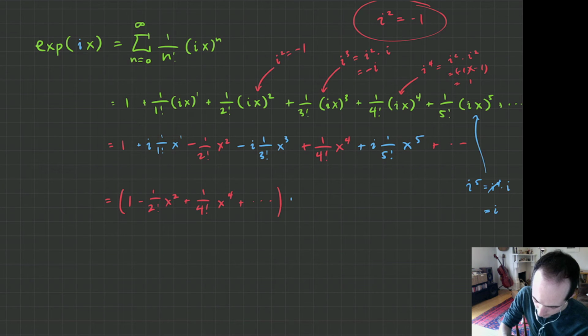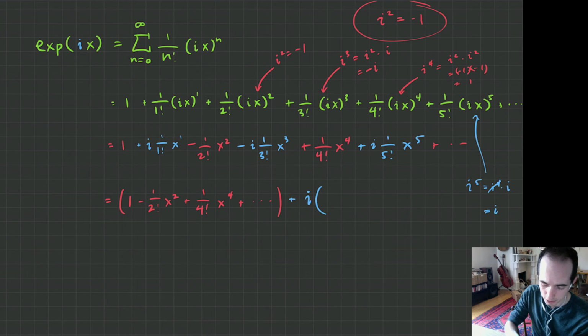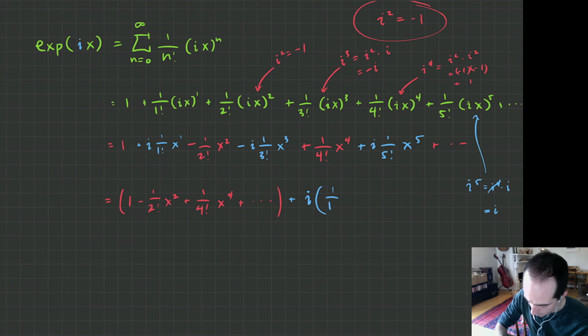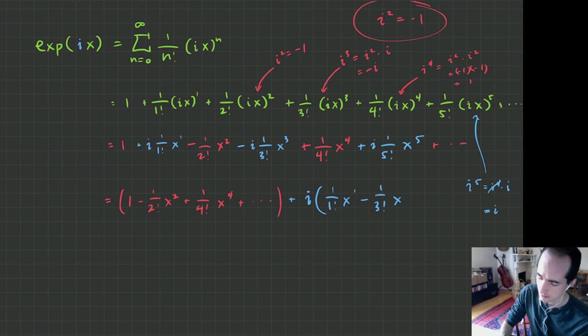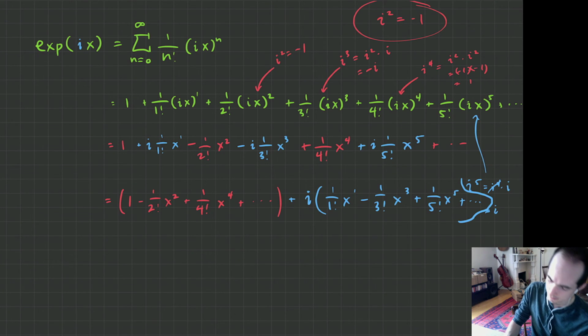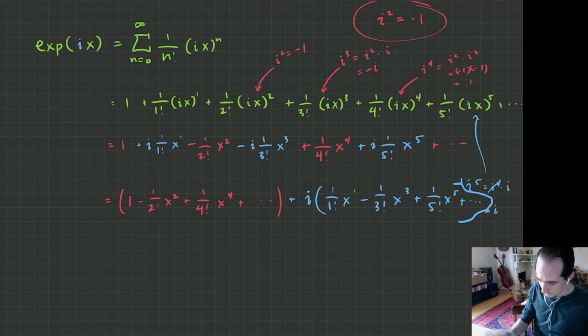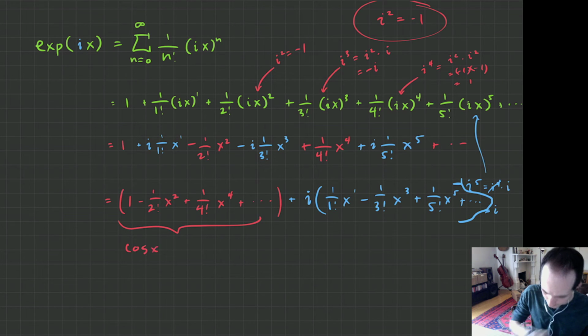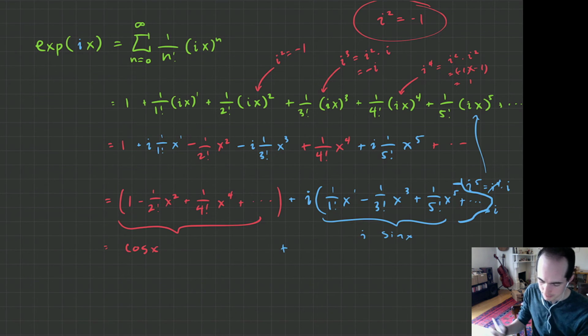So I'm going to factor out an i from all of these terms. And what I'm left with is 1 over 1 factorial times x to the 1 minus 1 over 3 factorial x to the 3 plus 1 over 5 factorial x to the 5 plus dot dot dot, and I'm kind of running out of room. That's my bracket. It's a funky bracket, but you get the idea. Hopefully we can recognize these. This right here is cos of x, and this right here in blue is sine of x. So this is cos of x plus i times sine of x.